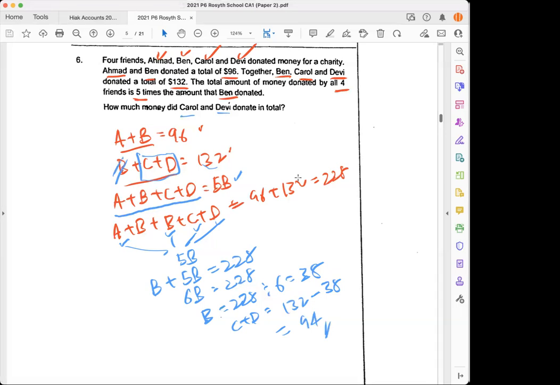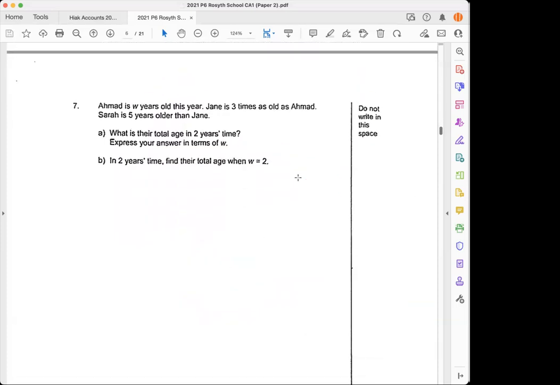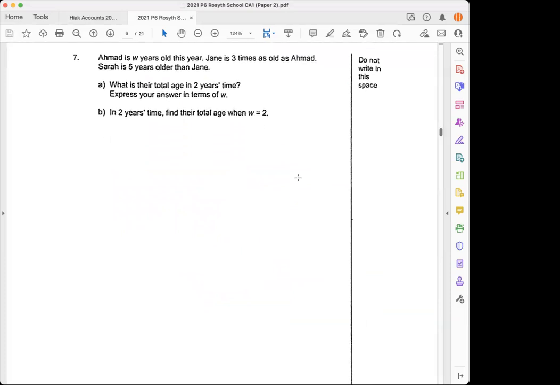All right. Now let's continue with the next question. Question number 7. Ahmad is W years old this year. Jane is 3 times as old as Ahmad. Sarah is 5 years older than Jane. What is the total age in 2 years' time? Express your answers in terms of W.